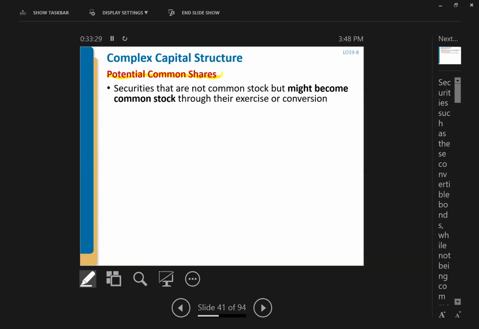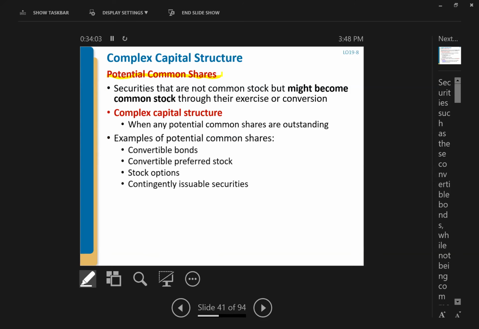What we talked about earlier were those options. If somebody exercises those options, that's going to increase the denominator, because those were the number of shares outstanding. And so when that's the case, we have to communicate the diluted earnings per share, or the potential diluted earnings per share. A complex capital structure arises when any potential common shares are outstanding.